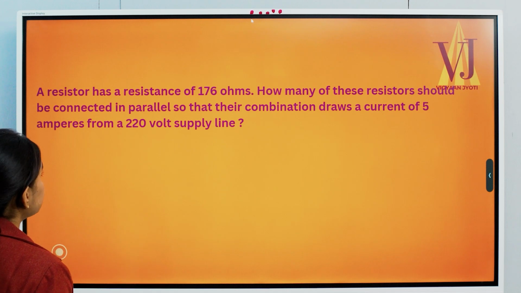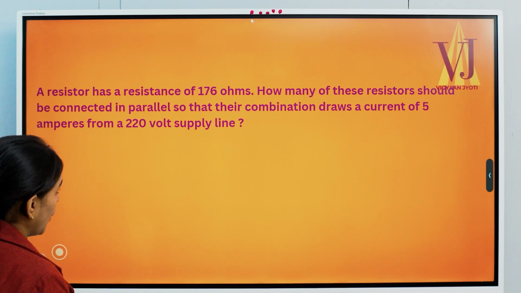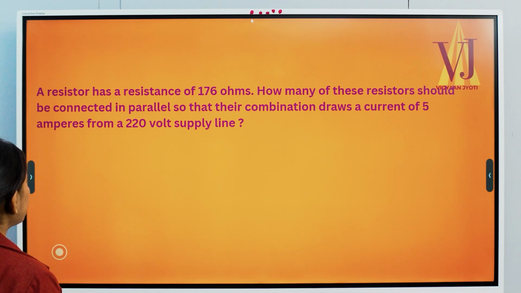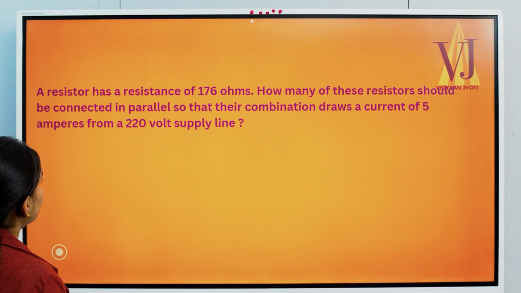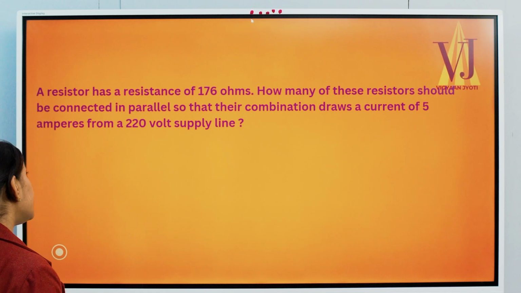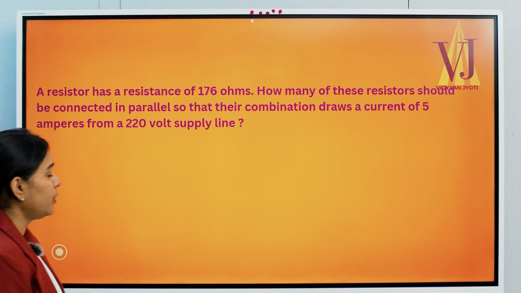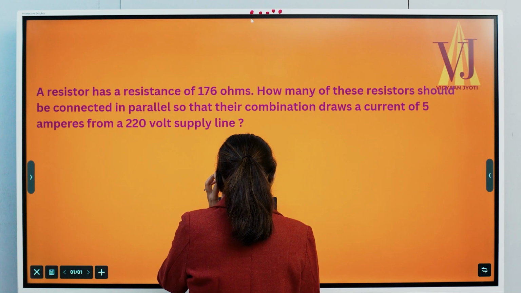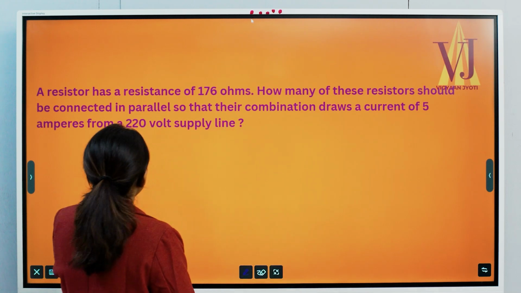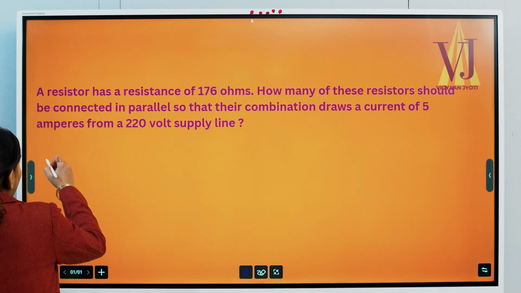A resistor has a resistance of 176 ohms. How many of these resistors should be connected in parallel so that their combination draws a current of 5 amperes from a 220 volt supply? Now, a resistor has a resistance of this. How many of these resistors should be connected in parallel? Okay, so before that we have to see what should be my overall resistance.